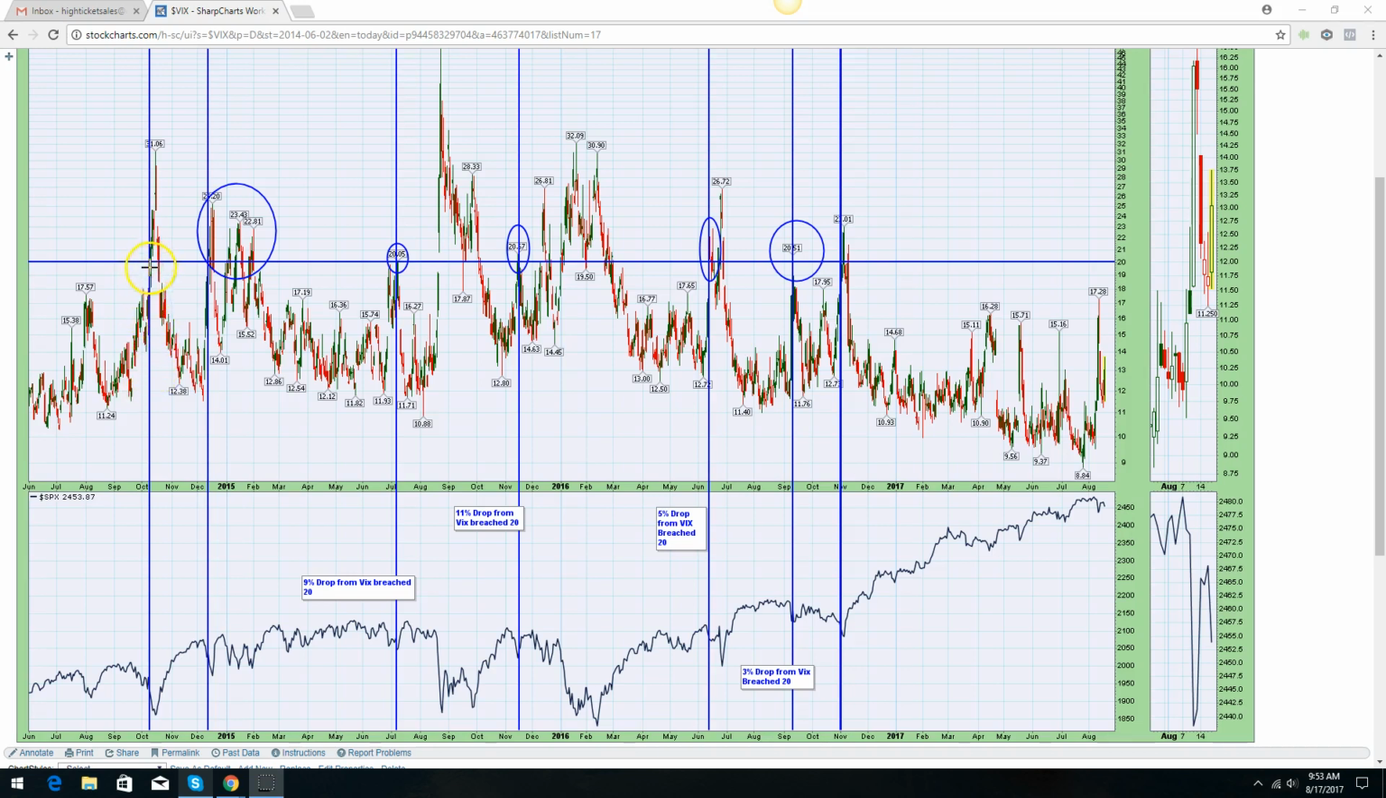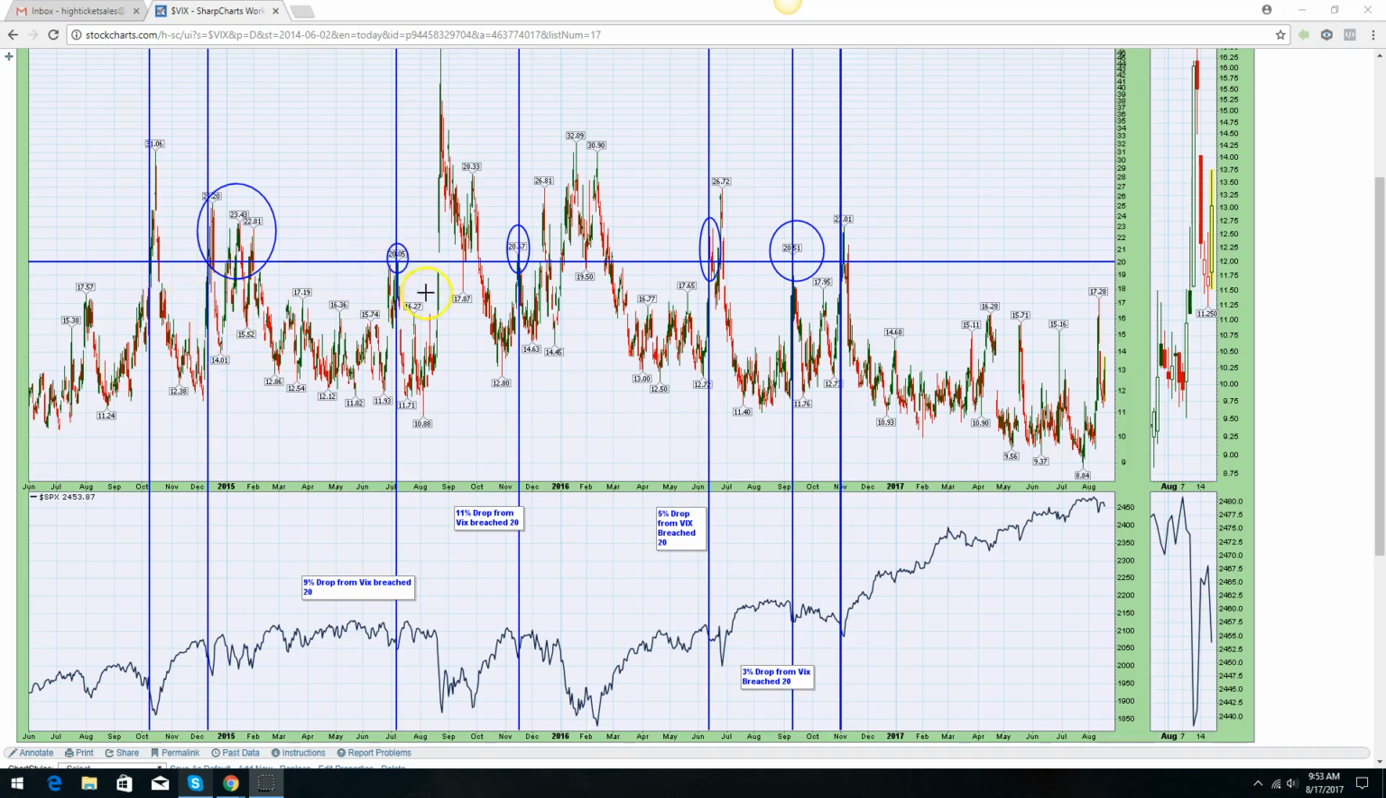A lot of times when you get this spike in the VIX above 20, a lot of people think that's a buying opportunity. It's a fear gauge. Warren Buffett says sell when others are greedy and buy when others are fearful. Well, that's not necessarily the case as far as the VIX goes if you're looking for short-term swing opportunities. So I want to look at all these examples.